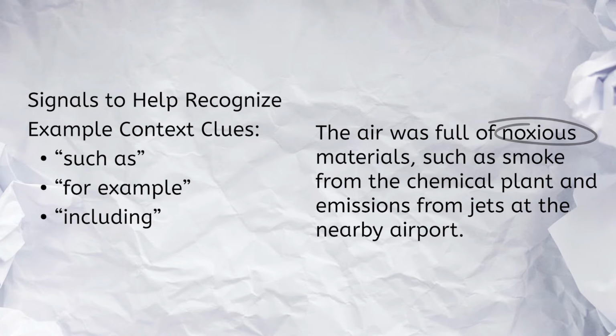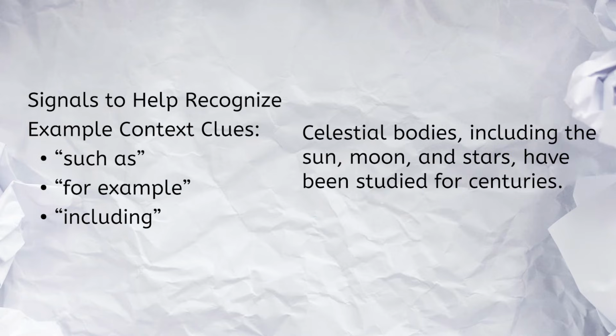"The air was full of noxious materials, such as smoke from the chemical plant and emissions from jets at the nearby airport." The signal words "such as" direct us to examples of noxious materials. These examples are smoke and emissions, listed here. Because of those examples, noxious must mean something harmful or poisonous. Let's take a look at another sentence.